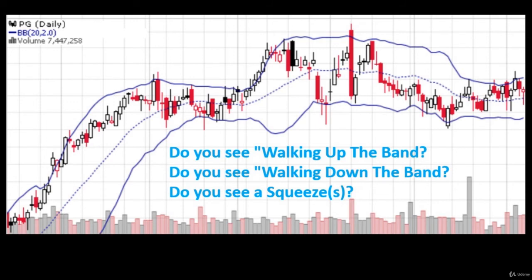So again, look for walking of the band. There are some definite cases where they're getting closer, touching, walking down the band more than we saw in the previous chart. And do you see a squeeze? Do you see the squeeze in there? So you might see where things are walking up and down the band here. This happens to be for Procter & Gamble, a consumer products stock.